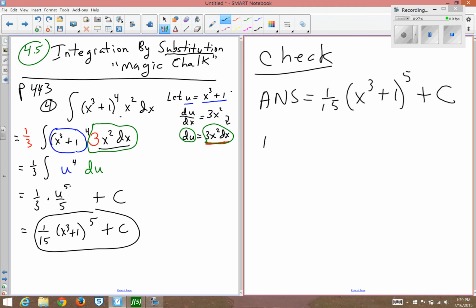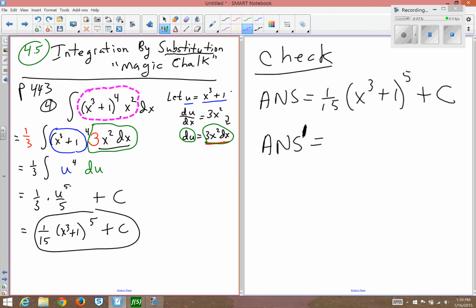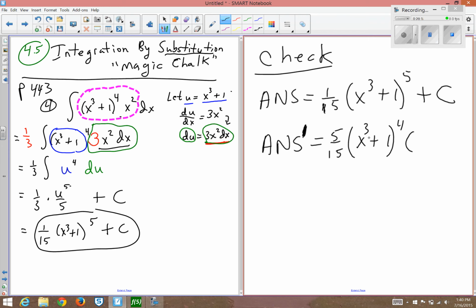If that's the right answer, then the derivative of the answer will be the original integrand, which I'm showing you over here. So let's see if it is. The derivative of a number times something to a number is this exponent times this number. 5 times 1/15 is 5/15. Ding. x cubed plus 1 gets copied. Ding. The 5 becomes a 4. Ding. And we multiply by the derivative of what is in the parentheses.